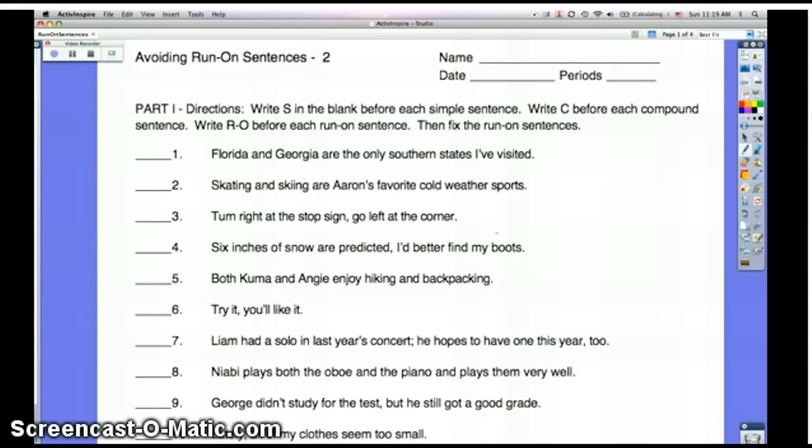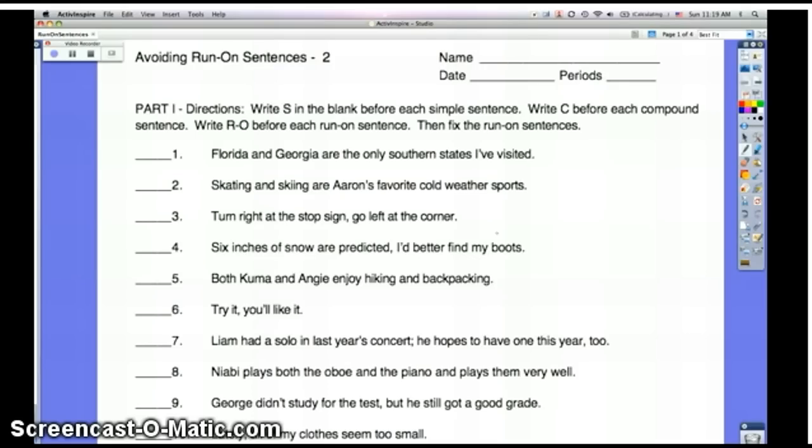Number 6 is a run-on sentence as well. And a lot of people think, well, wait a second, run-on sentences are supposed to be really long. Not true at all. Remember, it's just two thoughts that aren't connected correctly. So in number 6, we've got try it, and a way we could fix it would be to put a period there, and then capitalize the Y for the second sentence, which would be, you'll like it. You could also put try it, semicolon, you'll like it. Or try it, comma, and you'll like it.